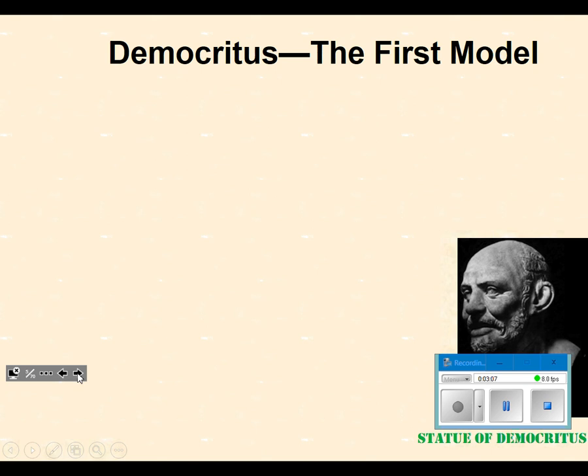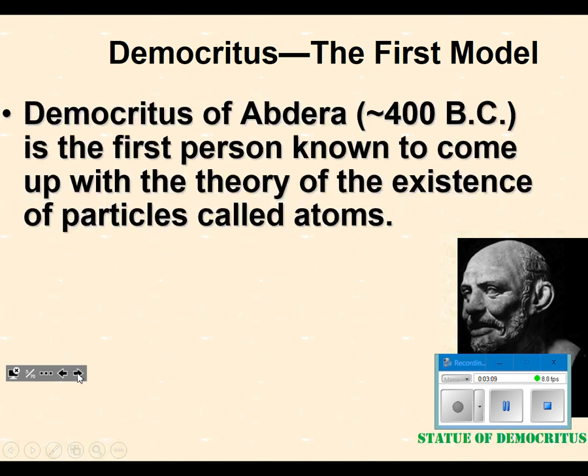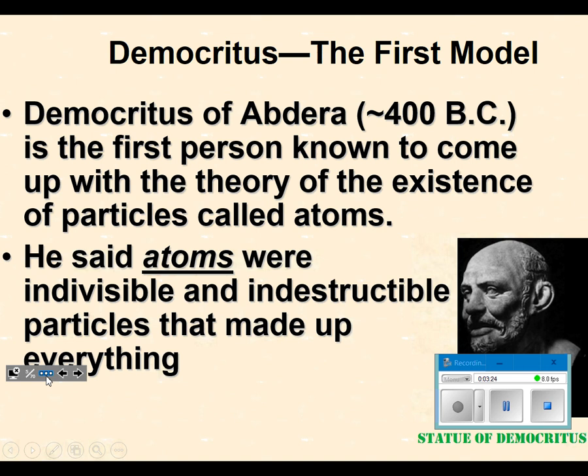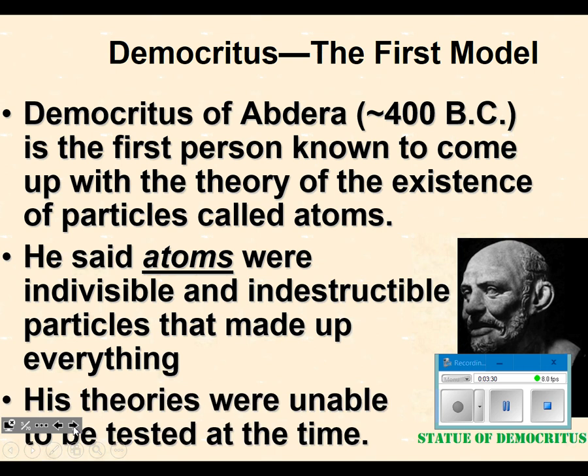So Democritus came up with the first model, and he goes in your scientist section, and this was around about 400 BC, and he was the first person to come up with a theory that everything was made up of little particles, and he called them atoms from the word atomos. And he said that atoms were indivisible and indestructible, and that they made up everything. The one thing that was bad is he couldn't actually prove it.